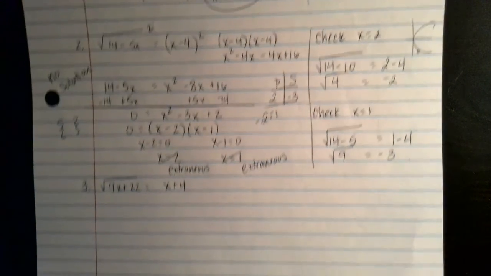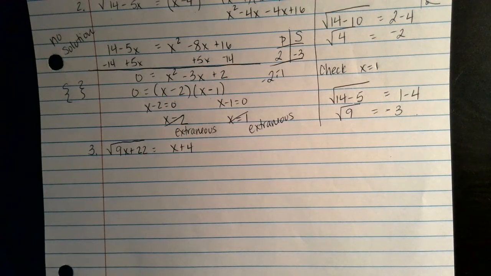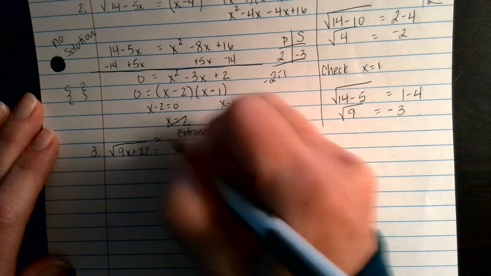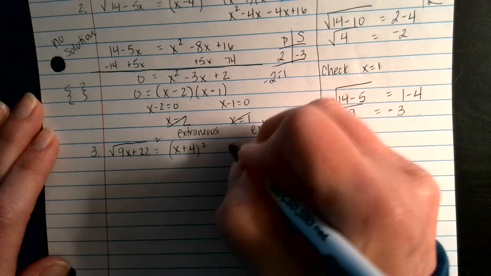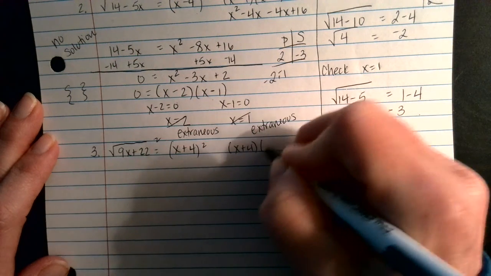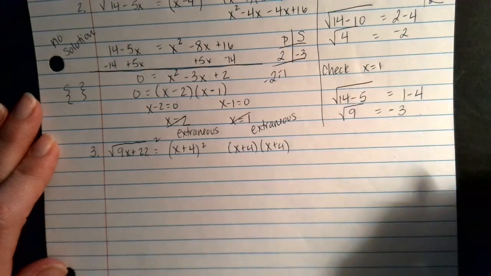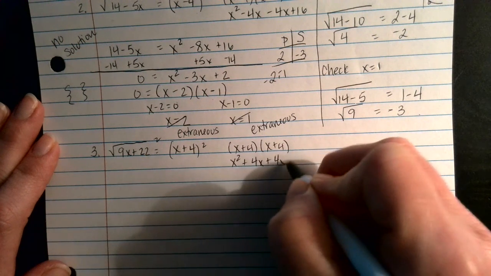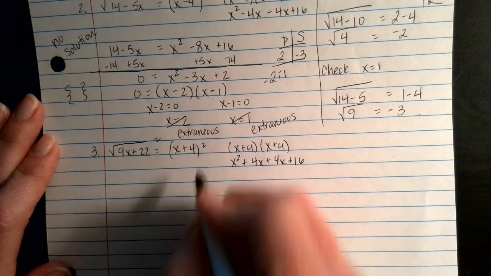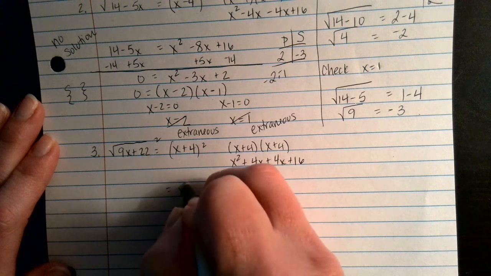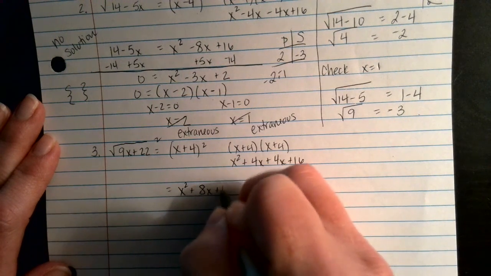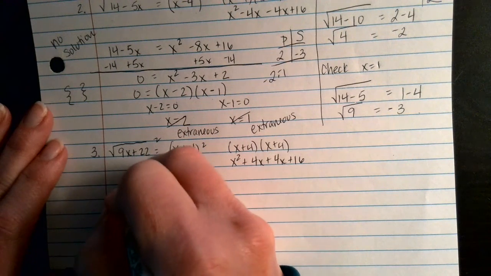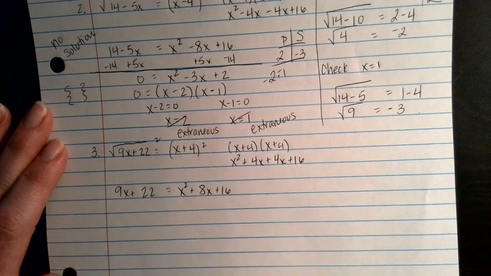All right, and then for my last problem here, I'm going to make sure my radical is isolated, which it is, and I'm going to square both sides. So again, I'm going to need to multiply x plus 4 by itself. I have x squared plus 4x plus 4x plus 16. So the right-hand side will give me x squared plus 8x plus 16. The left-hand side, my squaring of the square root will cancel out. So I just have 9x plus 22.